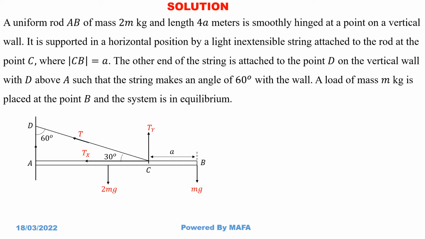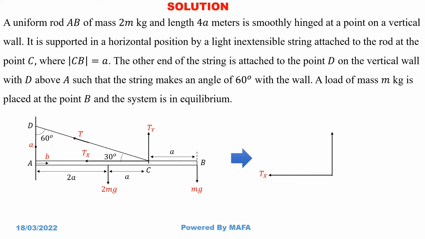Now let's try to indicate the various distances, but remember, we have a reaction force at the hinge A, so we can resolve it into two components: the vertical component representing small a, and the horizontal component representing small b. Next, we can indicate the distances. Remember, the weight acts at the center of the rod. The rod is 4a, which means the distance from one end to the center will be 2a. Since the distance from C to B is a, the distance from the center of the rod to the point C is also a.